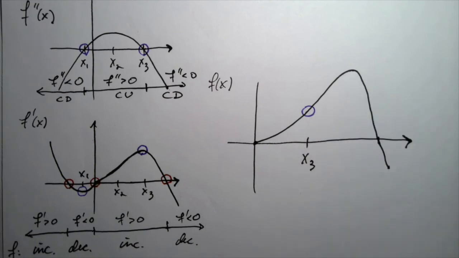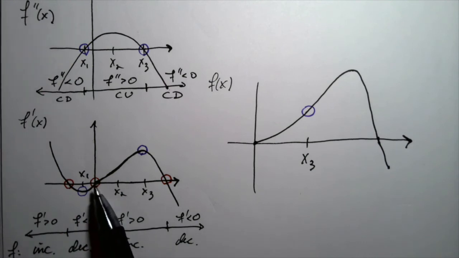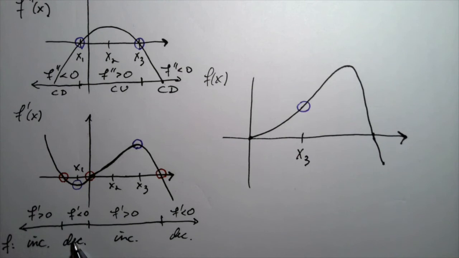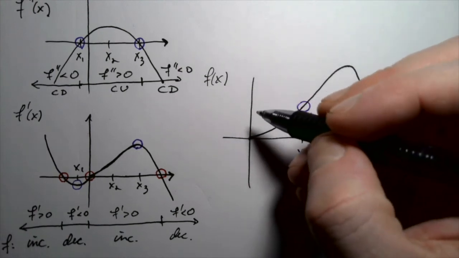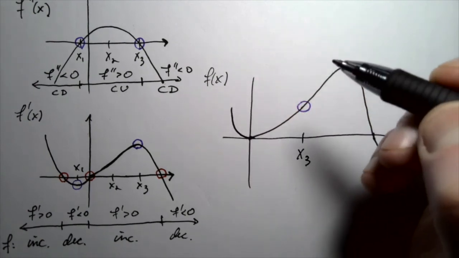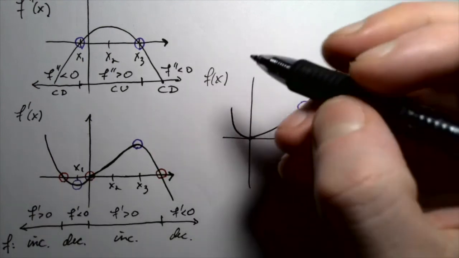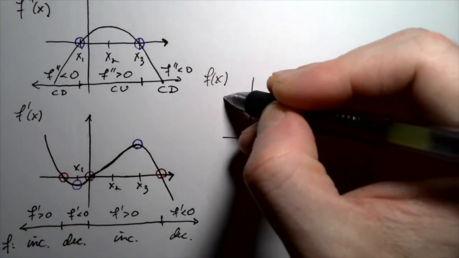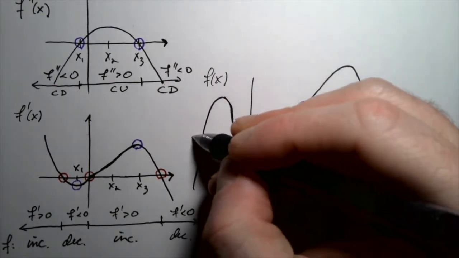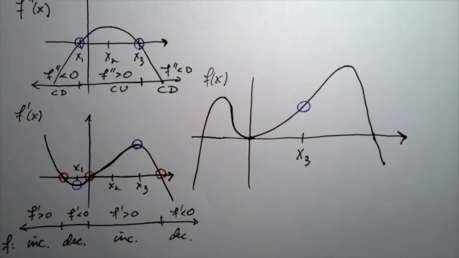Okay, what about to the left here? Well, let's see. Here we have a critical value of the original function, and to the left, f prime is negative, so the original function is decreasing. So that means that we should have been decreasing down to this local minimum. And now there's one other critical value out past x1, and that'll be another local maximum, like this. So that's a sketch of the original function.